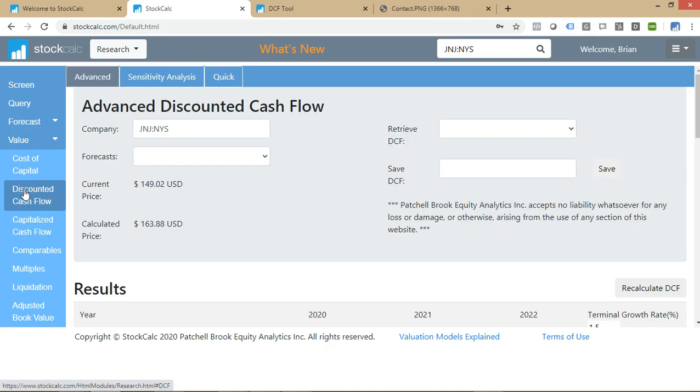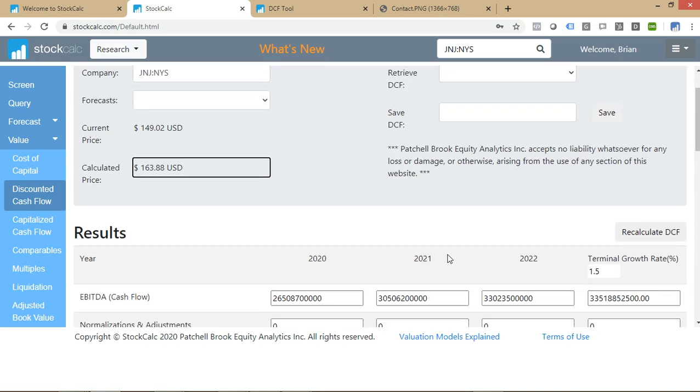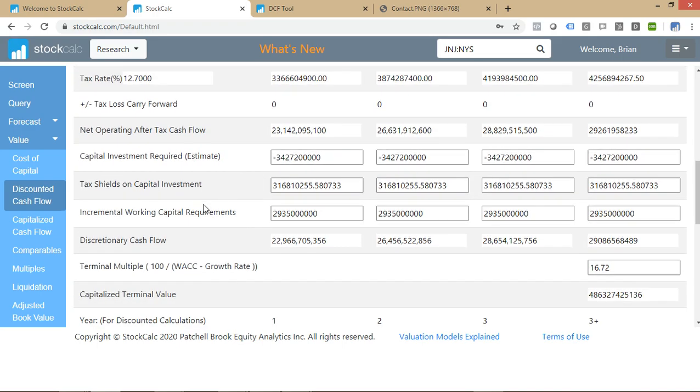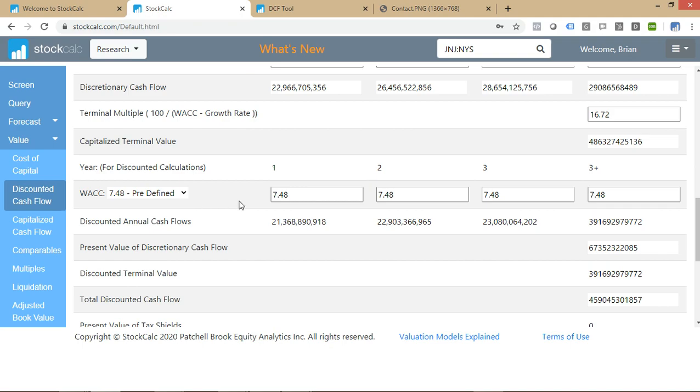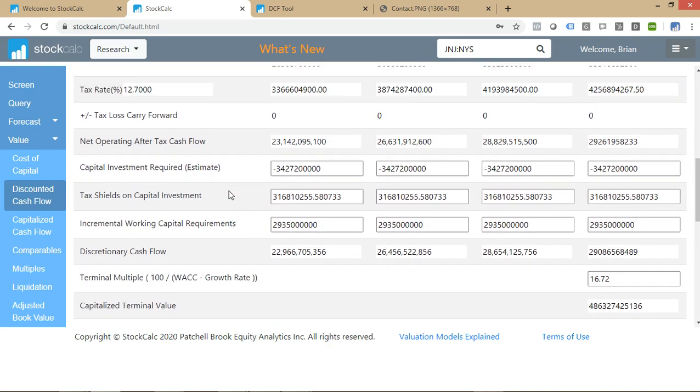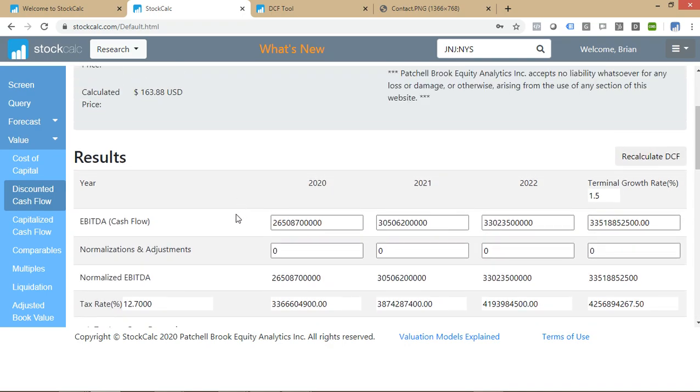Same is true for the discounted cash flow model. We've built the model here. 149, we generated a 163 when we ran the model. We can play around with terminal growth rate, cash flows, tax rates, capex, tax shields, cost of capital to come up with different valuations. So your students can be looking at a lot of sensitivity analysis around the different pieces of the DCF, and they can do it very quickly here.